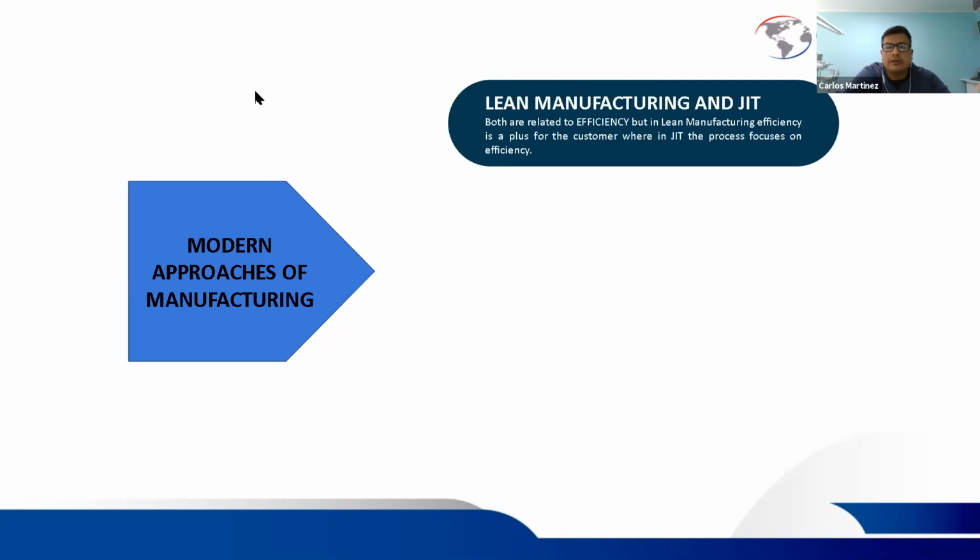Both are very similar, and they are sometimes interrelated or mentioned together. But if you want to find the difference, JIT is basically about everything needing to be efficient, because everything needs to be done quickly and on time. Whereas in lean manufacturing, we also need to do things efficiently, but the product itself needs to be efficient. That's the slight difference between lean manufacturing and JIT. Let's continue.